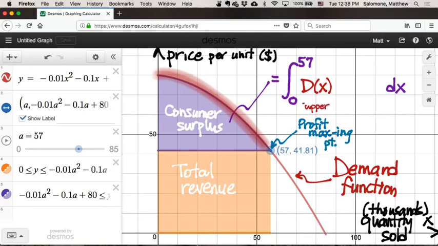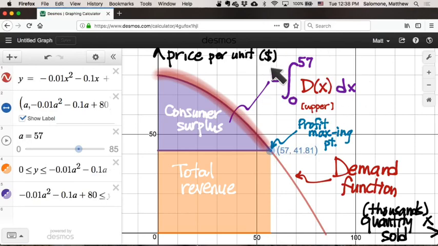But if I just integrate D of x with respect to x, why am I not going to get the purple area? What am I going to get if I just integrate D of x? I'm going to get the whole area underneath that graph, all the way down to the x-axis. So if I just integrate D of x, I'm going to get the consumer surplus added to the total revenue. And maybe that's what I want in a calculation. Maybe it's not. So there's a couple of different ways to go about that. Let's take that observation and run with it. If I just do this integral, I'm going to get purple plus orange.